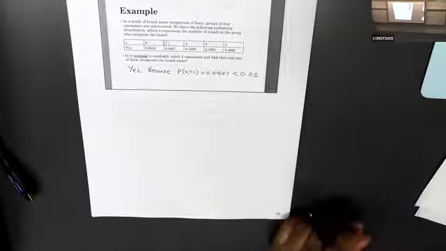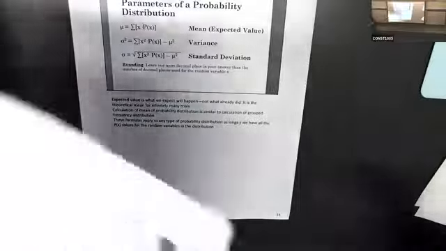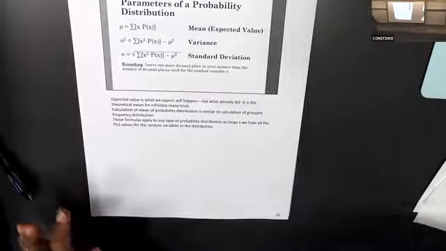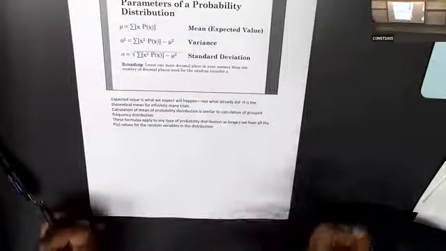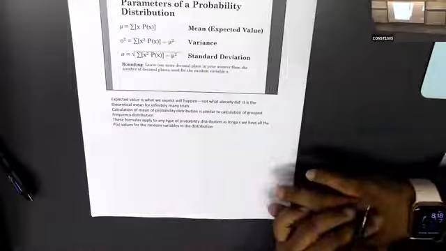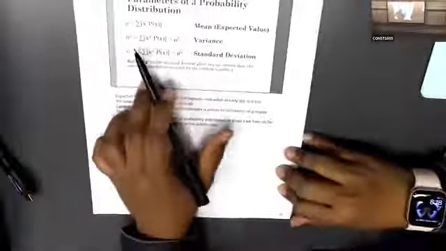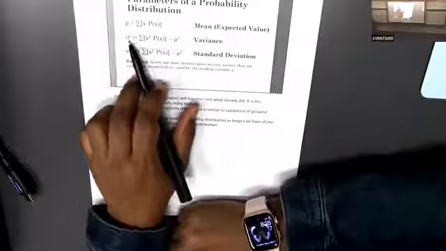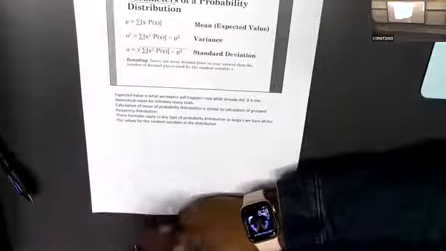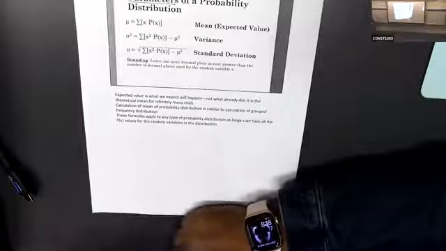Okay, then the next one, a new section. What is this? The parameters of a probability distribution. Now I will tell you the parameters. What are the parameters? And we can use these formulas to find these parameters. So what does parameter mean? Remember I told you if it's P, then if it's a parameter, it's related to the population. So if you see parameters, that means it represents your population.